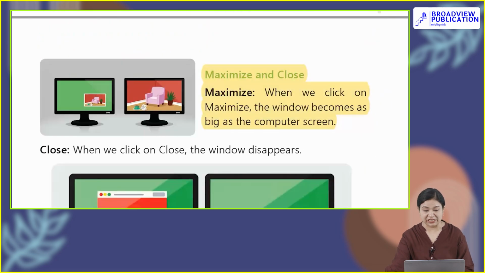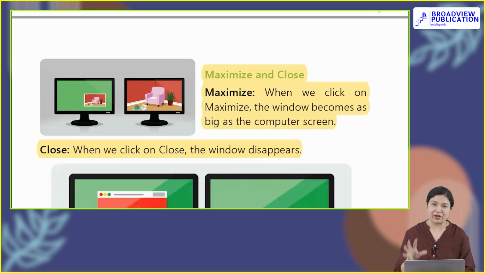Maximize and close. Maximize. When we click on maximize, the window becomes as big as the computer screen. Close. When we click on close, the window disappears. So at the title bar you see the maximize and close buttons. Maximize is to fit the window to the monitor screen, and the close button is to make the window disappear or to exit the window.